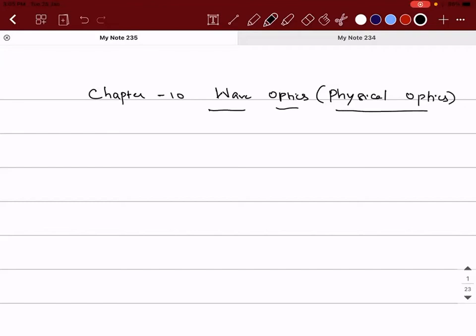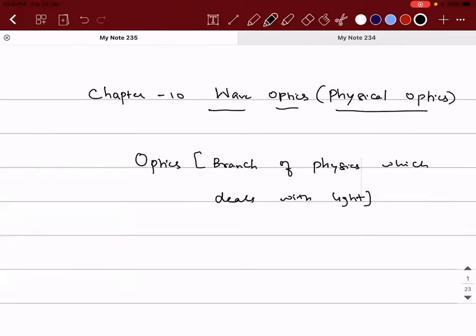Like how we saw in the previous chapter, ray optics was also called as geometric optics. In a similar way, when you talk about wave optics, it is also called as physical optics. Basically, optics is a branch of physics which deals with light. Optics is further subclassified into two types. One is called as ray optics and the second is called as wave optics.